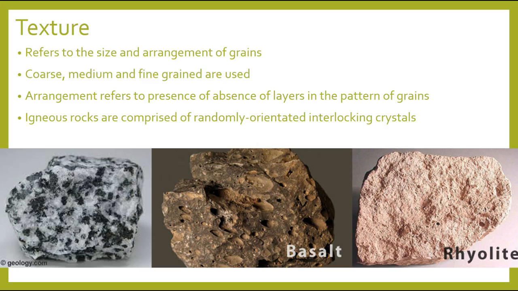Now, when we classify igneous rocks referring to texture, this refers to the size and arrangement of grains. So we know that depending on the cooling time, igneous rocks can either be coarse, medium, or fine-grained. Now, the arrangement refers to the presence or absence of layers in the pattern of grains. Now, igneous rocks don't have a pattern, therefore they're comprised of randomly oriented interlocking crystals, and that is a definer when you talk about identifying a rock as igneous. If the crystals are interlocking and they are randomly orientated, it's an igneous rock. If they're not randomly orientated and they have a foliation, then it's a metamorphic rock.